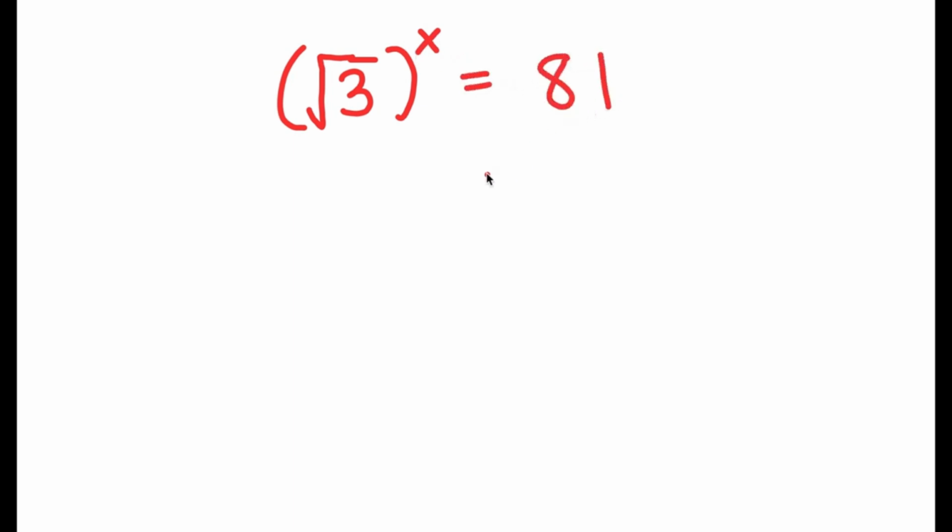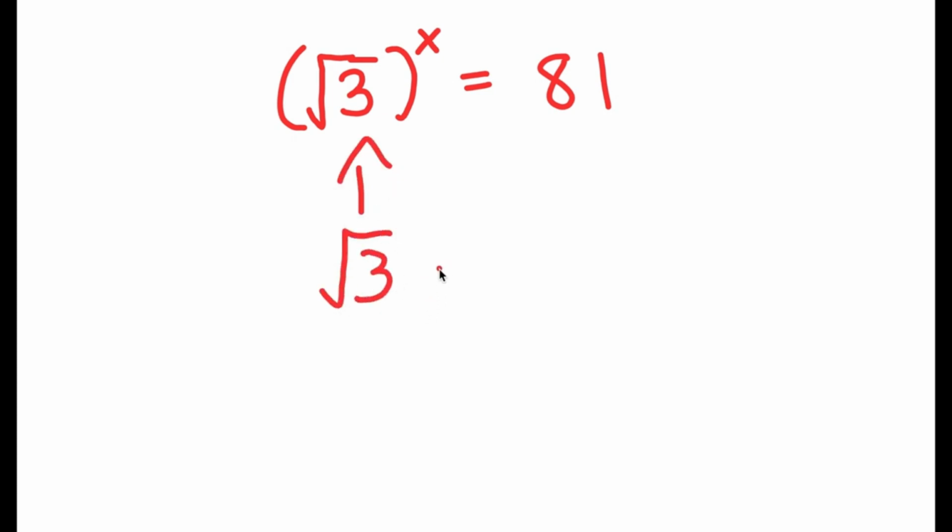All right, so in this problem, we have the square root of 3 to the power of x is equal to 81. Now, to solve this, I'm going to start here with the square root of 3. So let's just ignore everything else for a second and focus on the square root of 3.